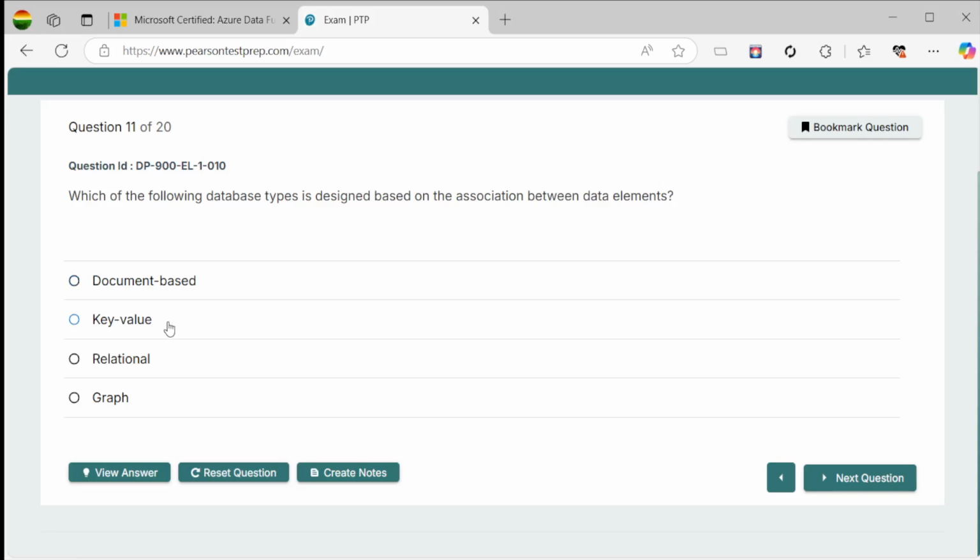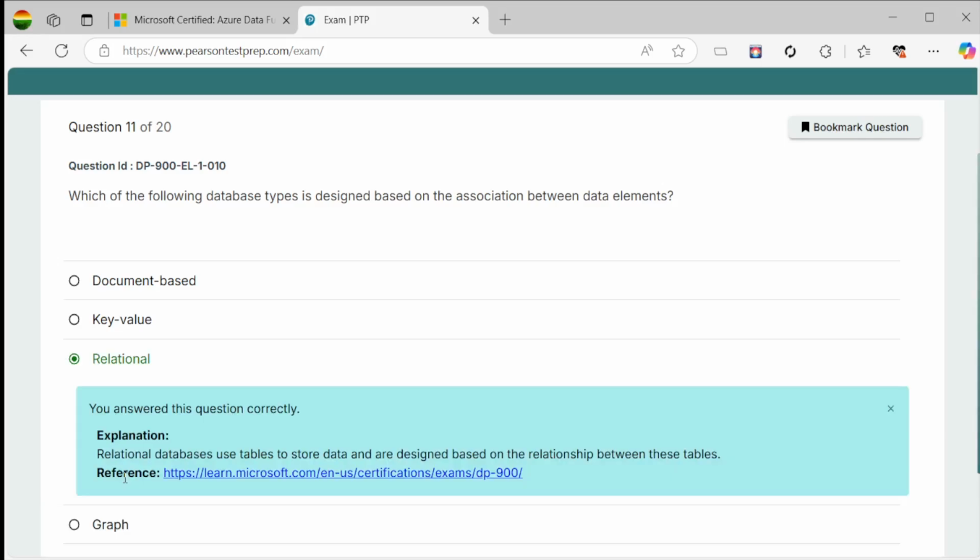Document-based, key value, relational, or graph? So the key here is association between data elements. Association. That makes me think document-based, there's no associations. It's unlikely. Key value doesn't really fit associations. That's more like a table storage. Relational and graph both deal with associations, but graph is more dealing with graphs, which makes relational between tables, association between data elements.